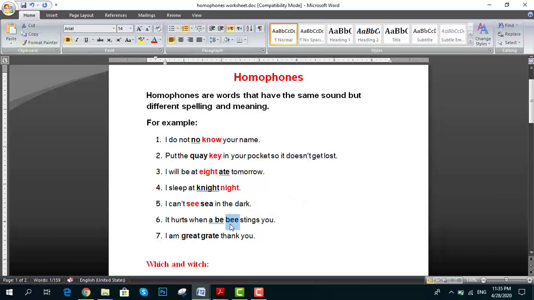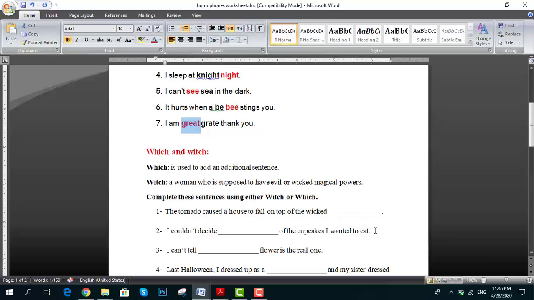But here be is the verb, is the animal. So here bee is the animal that stings you. Okay, so bee with double E. I'm great, thank you. Here, great, I'm talking about myself. So I feel terrific or I feel great.